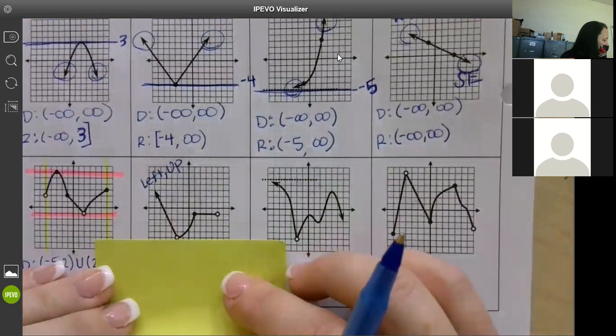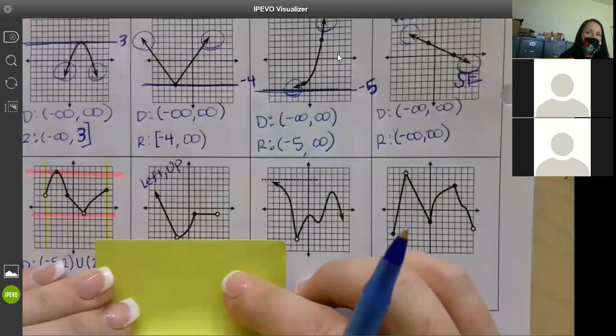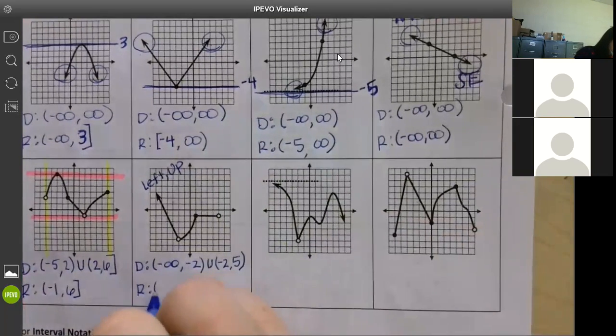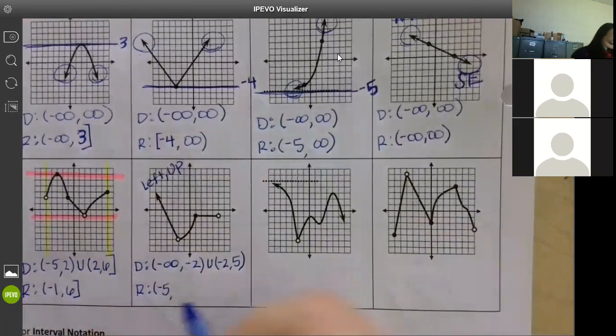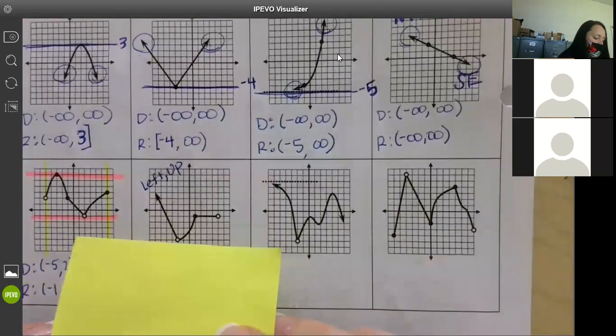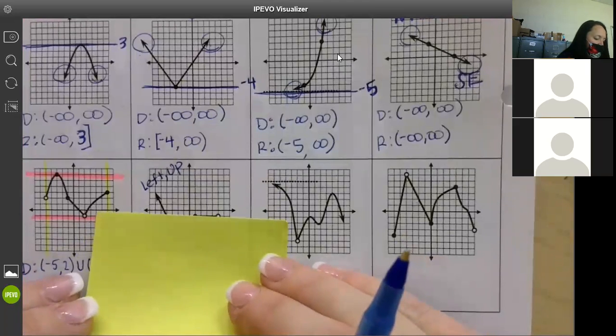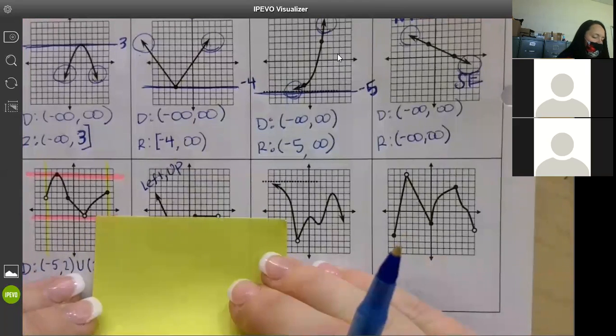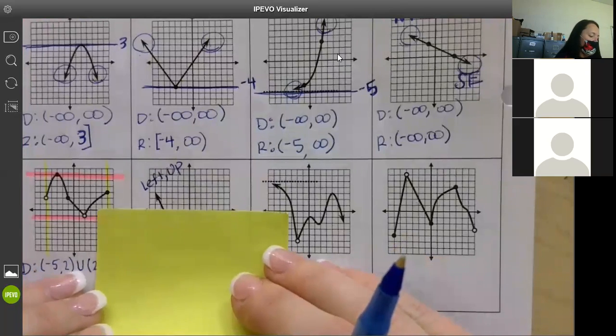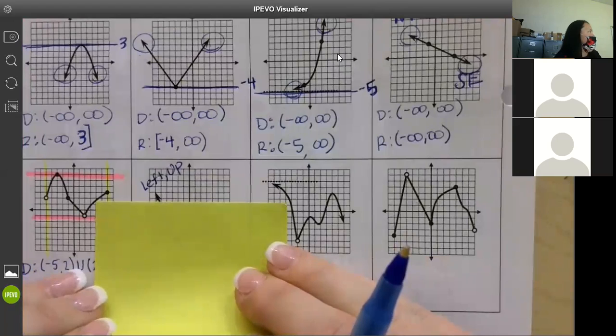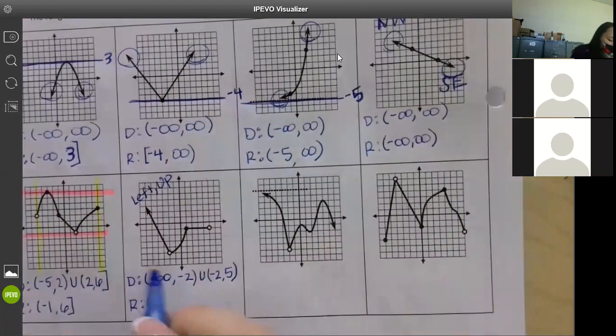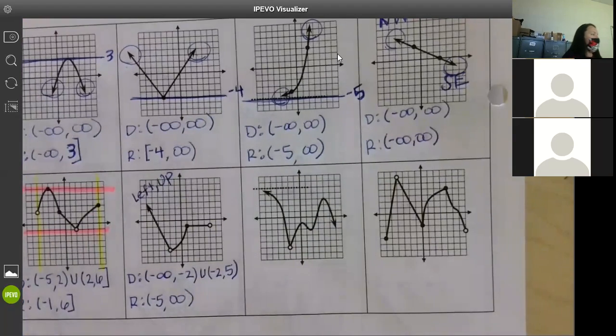Where is it at? -5. Since it's open, we use a parenthesis. As I move up, I see another inconsistency, but do I write it down? No, we fill it in with that other hole, so we just keep moving. We just keep moving. And then I see an arrow, and what does that arrow tell us? Up to positive infinity. Not included ever. That's it. Okay.